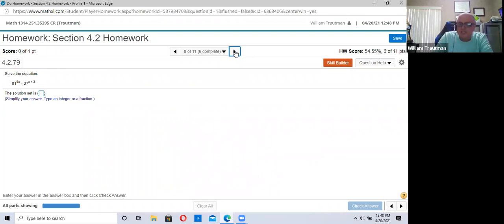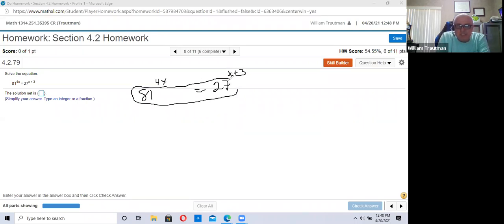Number 8 looks hard. It's not, though. I mean, 81 to the 4x equals 27 to the x plus 3. The hardest part is trying to make these bases the same.